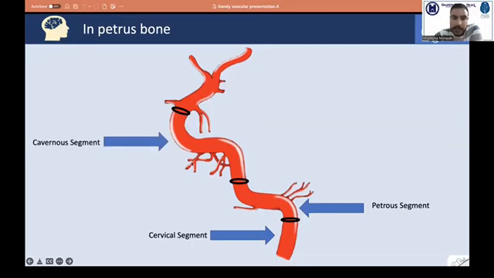And then we have the cavernous segment, and then the supraclinoid segment. These are the four segments of the ICA. And here are the two terminal branches, the MCA and the ACA. We will talk about them in detail.